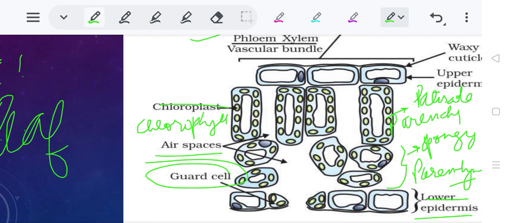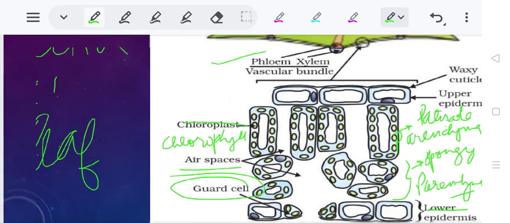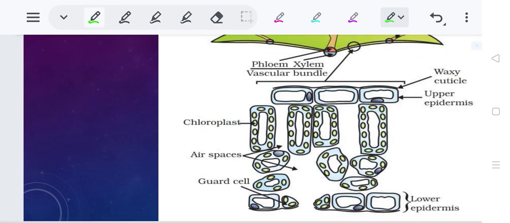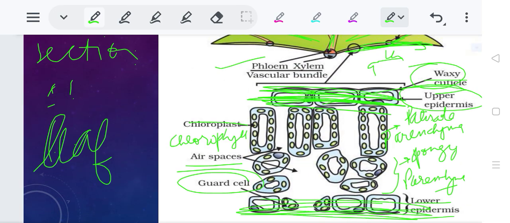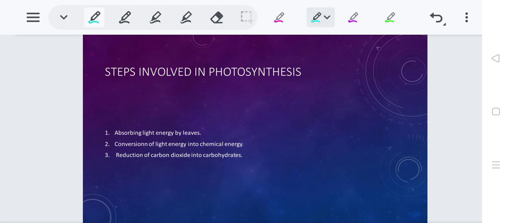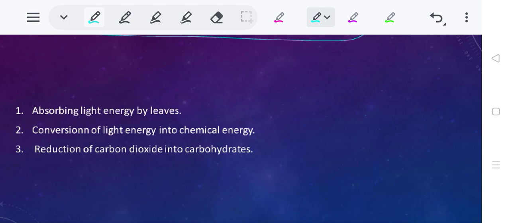Some say placide, but it's palisade parenchyma. Then we have cuticle. This we have studied in class 9. And upper epidermis. Like we have skin on our body to protect them, they have epidermis. So this is epidermis. This cross section is clear to everyone? Okay. Then we have steps involved in photosynthesis.